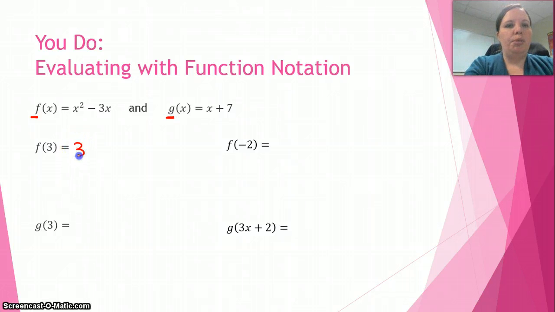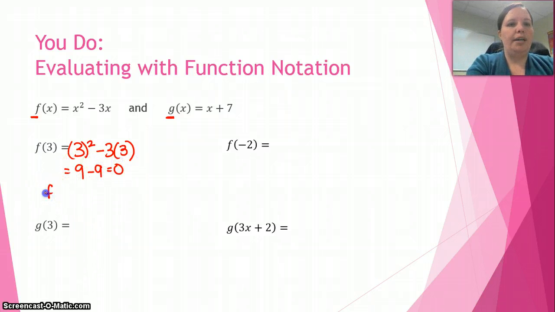f of 3 would be plug in 3 into x: 3 squared minus 3 times 3. So that's 9 minus 9, which is 0. So f of 3 equals 0.